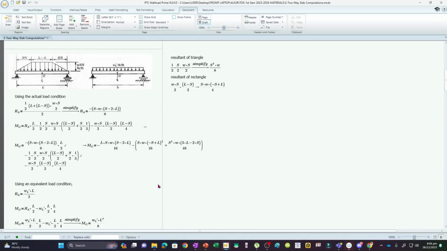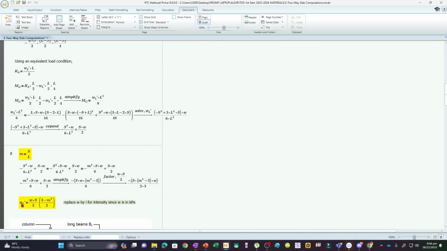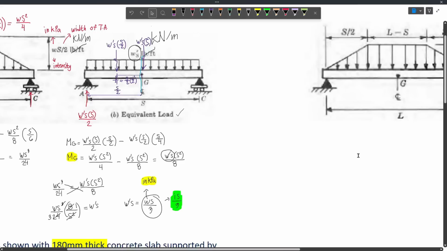And then equating the moment at G for both configurations, we will be able to arrive with this formula. Now in other books, this may also be called I. Now, depende na yan sa'yo. And then, ito na yung derived equation natin. WS divided by 3 and then multiplied by 3 minus M squared divided by 2. And so, let's just copy this one. Lalagay ko na lang dito.